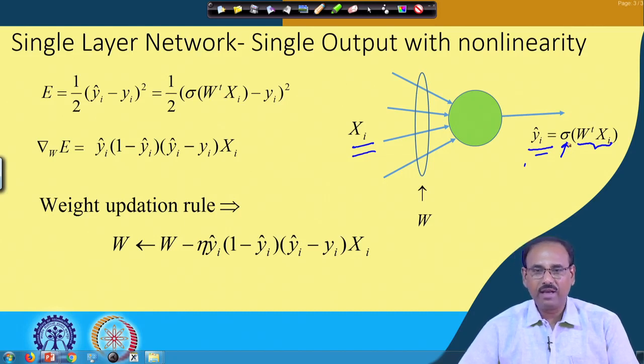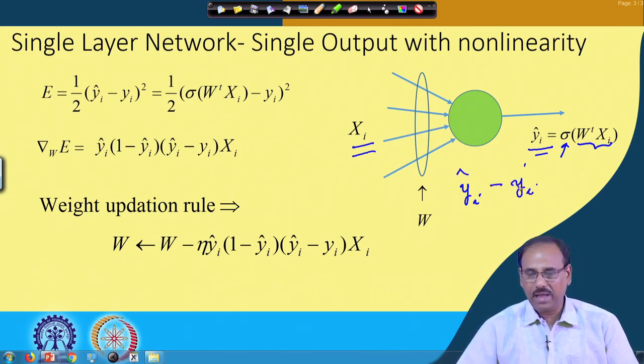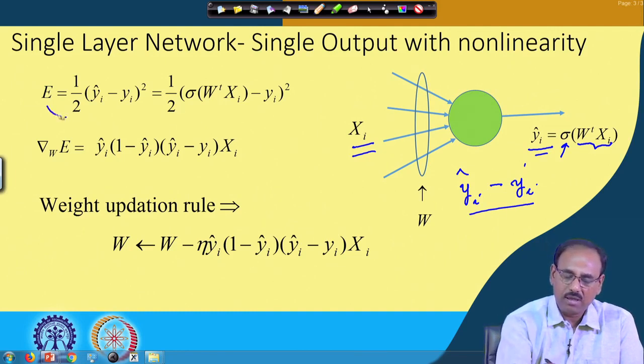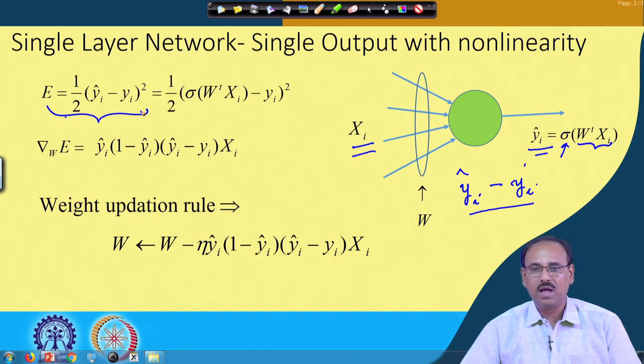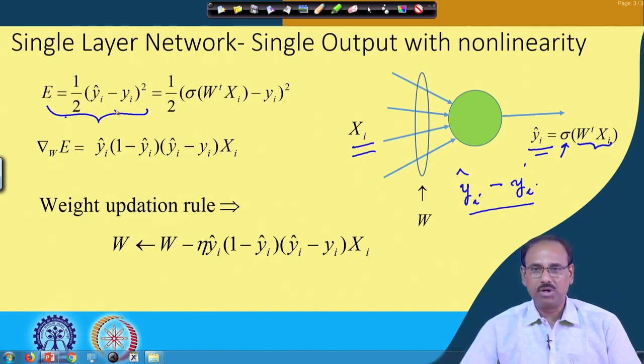So, I have an error given by y i hat minus y i. This is the error if my output y i hat does not agree with the class label y i that is given. Using this error, I can again define a loss function, E, equal to half of y i hat minus y i squared. The procedure that I am following is a stochastic optimization procedure. If I take the sum of this error over all the samples i equal to 1 to n, the optimization procedure would be a batch optimization procedure. If I take single vectors, it is a stochastic optimization procedure. So, let us continue with the stochastic optimization.